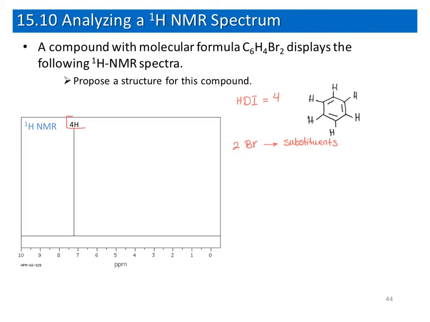And this integration equals 4 hydrogens at around 7 ppm tells us that we have a di-substituted benzene ring. Now I get back to my question. Which 2 hydrogens should be replaced? These 2, or these 2? Now let's draw all the options.